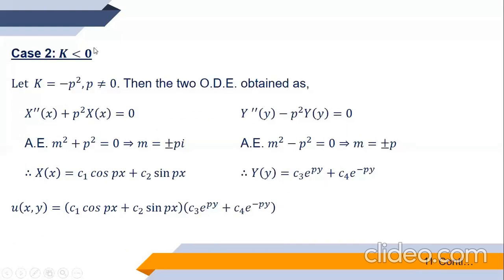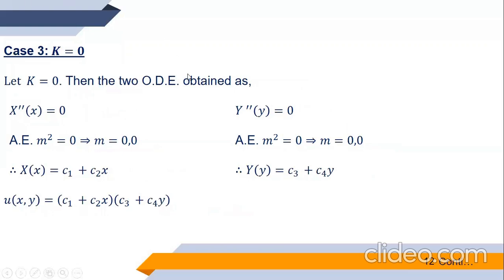Therefore, the given PDE solution for case k less than 0, we write u(x,y) = (c1 cos px + c2 sin px)(c3 e^(py) + c4 e^(-py)).